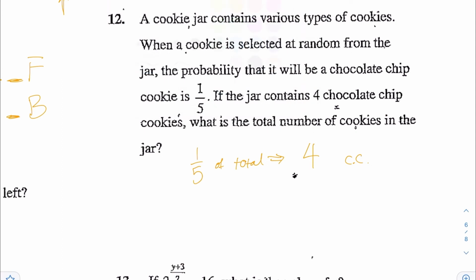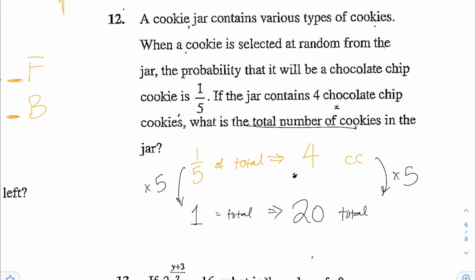You want to know the actual total number of cookies, so you're going to have to multiply both sides by 5, because 1/5 times 5 is going to be 1, and 1 represents the total, 1 whole. That means you have to multiply the other side by 5 as well, and 5 times 4 is 20. So you'll have 20 cookies in total. 1/5 of 20 is equal to 4 chocolate chip. So for number 12, the answer is 20.